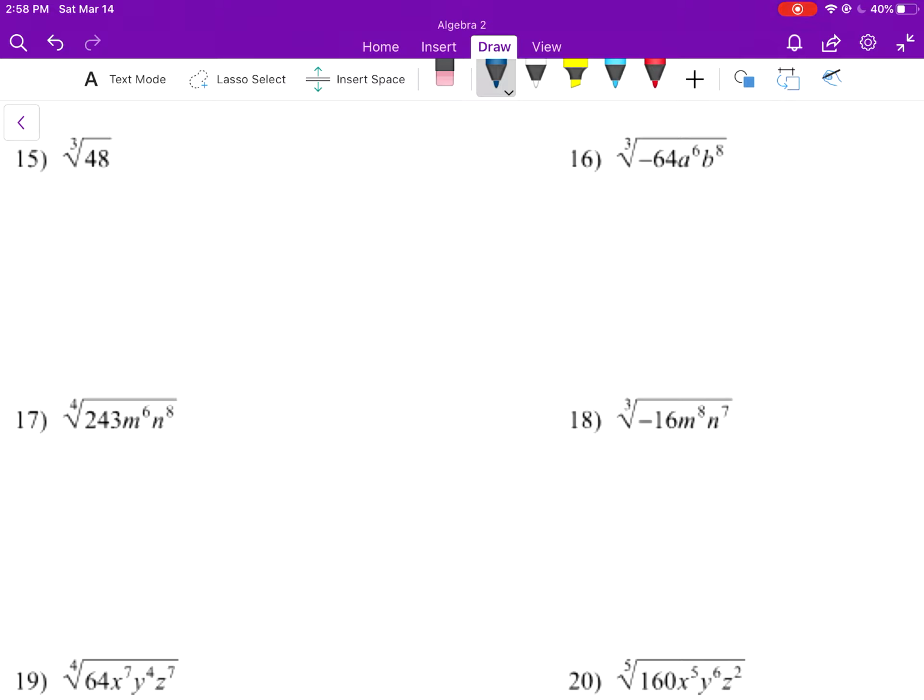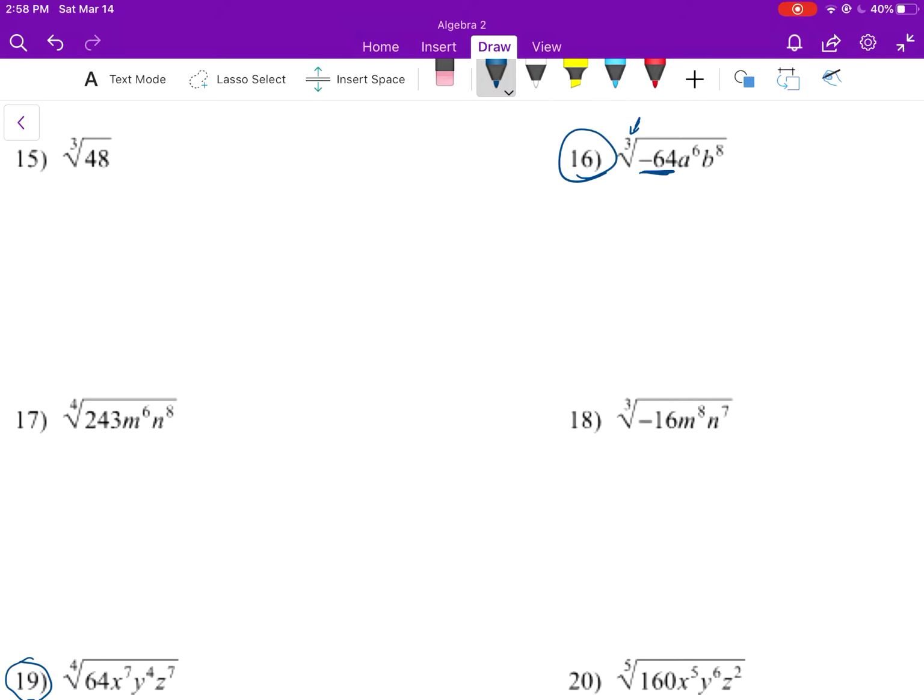All right, we're going to look at number 16, and I think we'll also do number 19 in this one. So let's take a look at this. We have this negative 64. Now, if this were a square root, we would know we have an i. But if it's an odd root, we know that we can have a cubed root of a negative number. It will just be negative. So we know our answer will be negative.